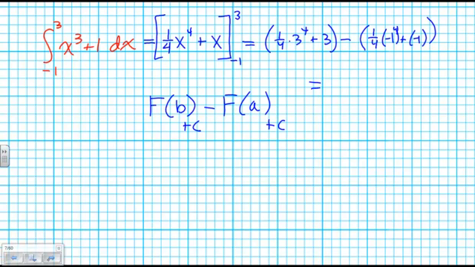3 to the 4th is 81, so this is 81 fourths plus 3. -1 to the 4th is just plain old 1, so this is -1/4, and this is minus a -1, so this is a +1. This looks like 80 fourths plus 4. 80 fourths is what, 20? Yeah, 20. 20 plus 4, or 24.